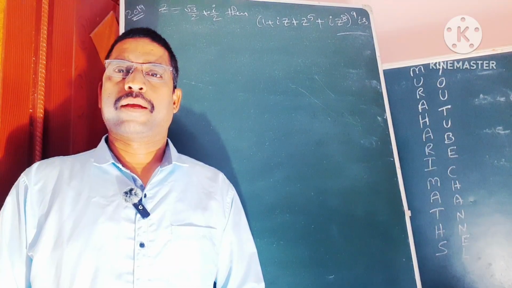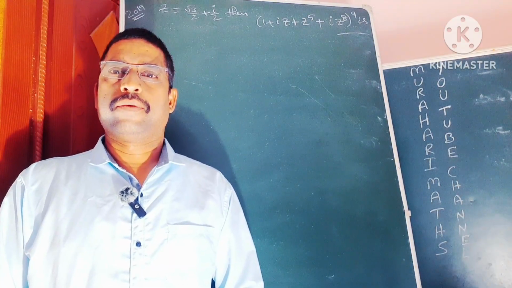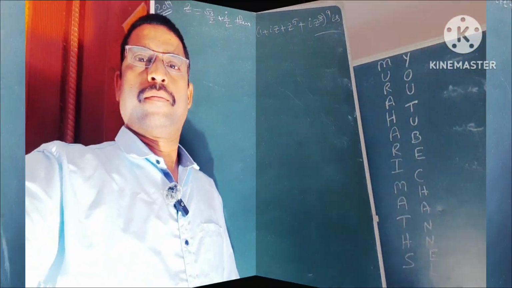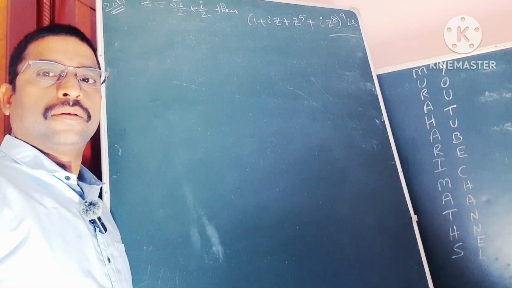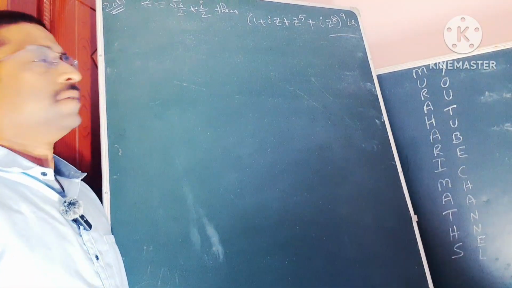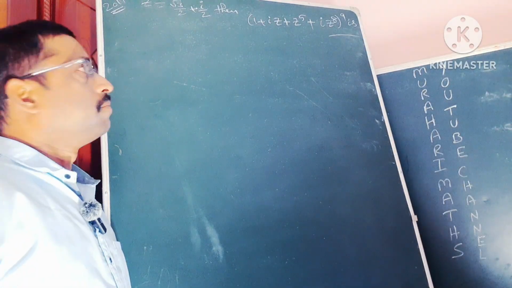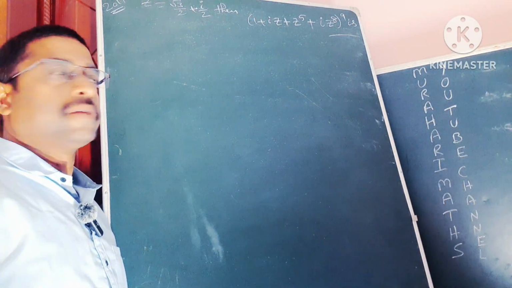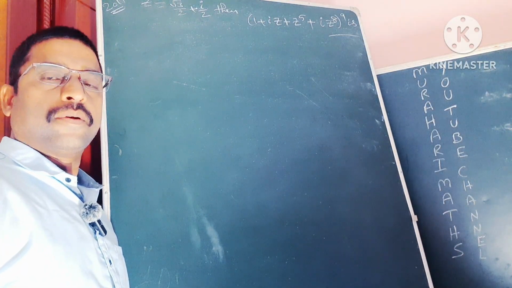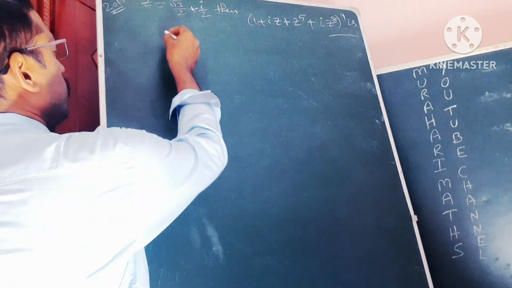Today I would like to explain complex numbers, previous year JEE Mains questions. Now, explaining the complex numbers 2019 question. Z is equal to root 3 by 2 plus i by 2. Then find out (1 plus iZ plus Z to the power 5 plus iZ to the power 8) whole to the power 9. So what is given here?